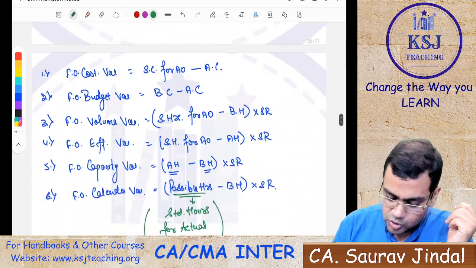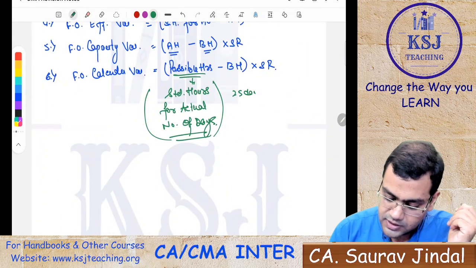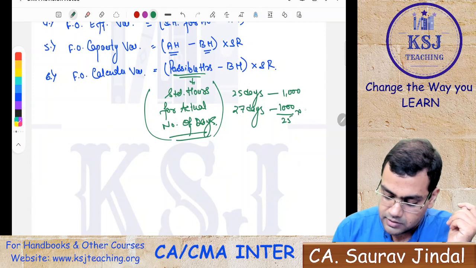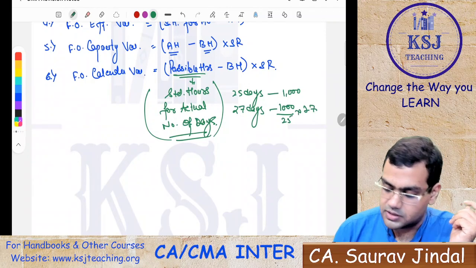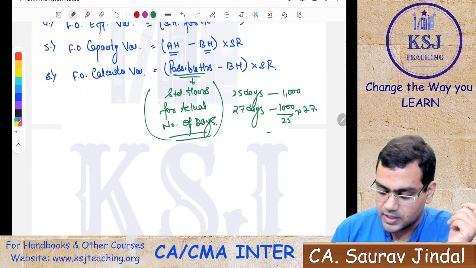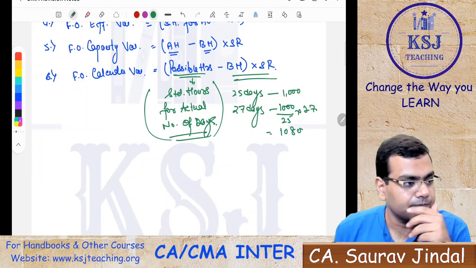Right, sir? So possible hours is that, let's say for 25 days, if you say the standard hours is 1000, so what will be the standard hours for 27 days? This is how you will calculate the possible hours. It will be 1000 divided by 25 multiplied by 27. That comes to 1080 hours minus the budgeted hours into standard rate.